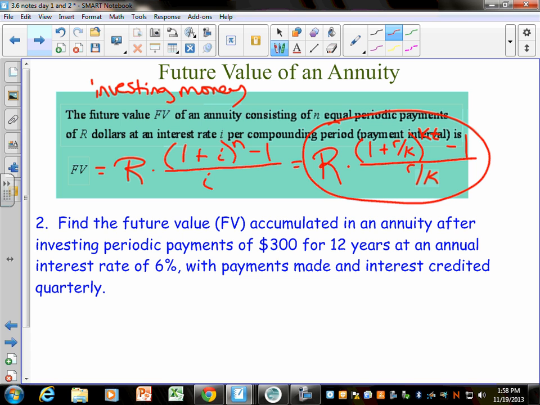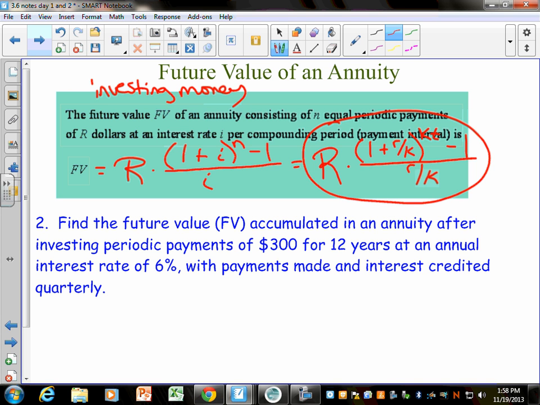So how about this? Find the future value accumulated in an annuity after investing periodic payments of $300 for 12 years at an annual interest rate of 6%, with payments made and interest credited quarterly. That's how most retirement things are. Every quarter, they put money in, and they give you interest.